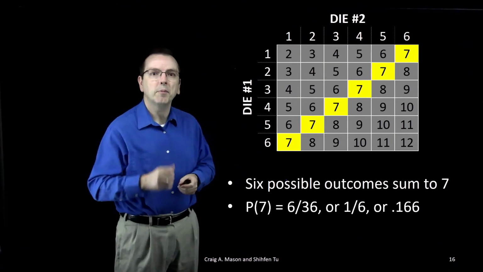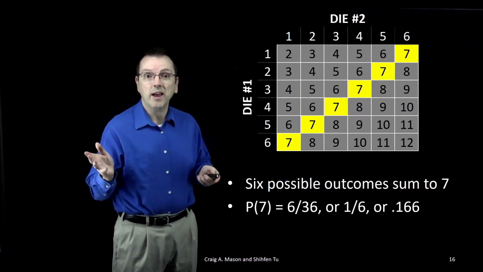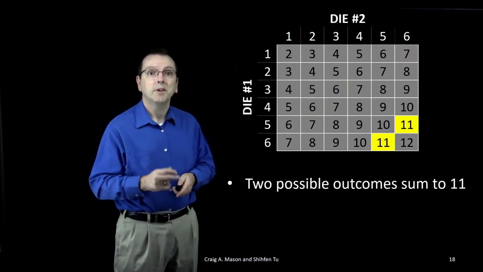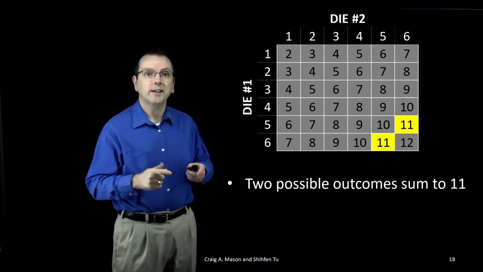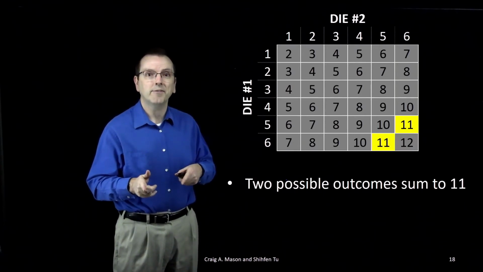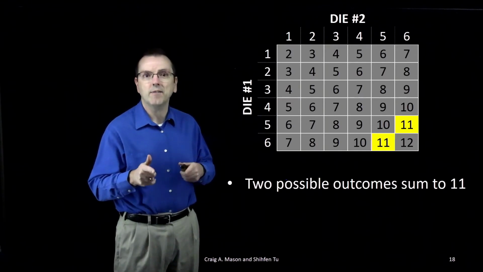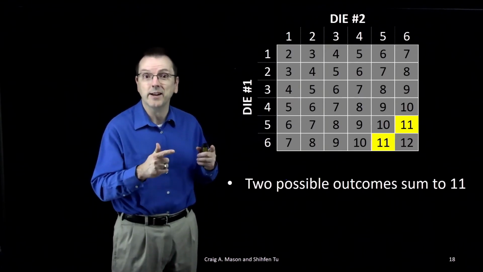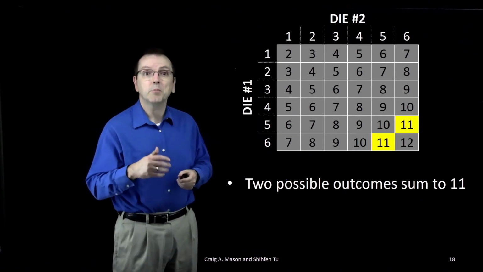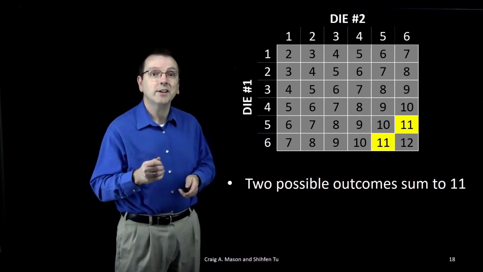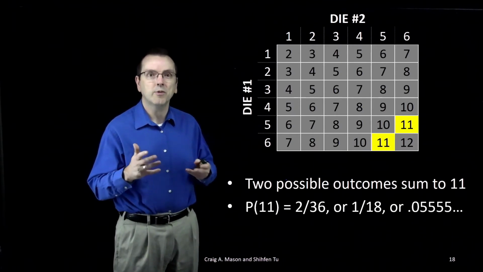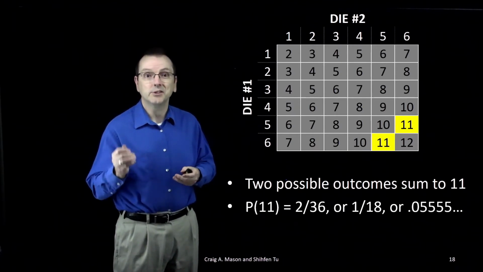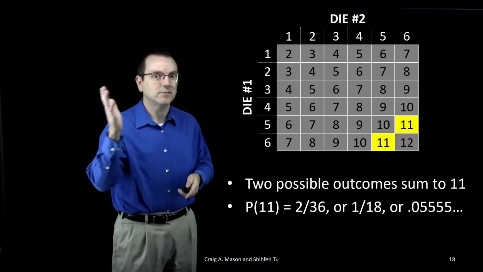Now what about something else? What would be the probability of rolling an 11? Well, there are 2 ways of rolling 11, right? You can get a 6 on die 1 and a 5 on die 2, or a 5 on die 1 and a 6 on die 2. So the probability of rolling an 11 is just 2 over 36, or 1 over 18, or 0.0555555, right?